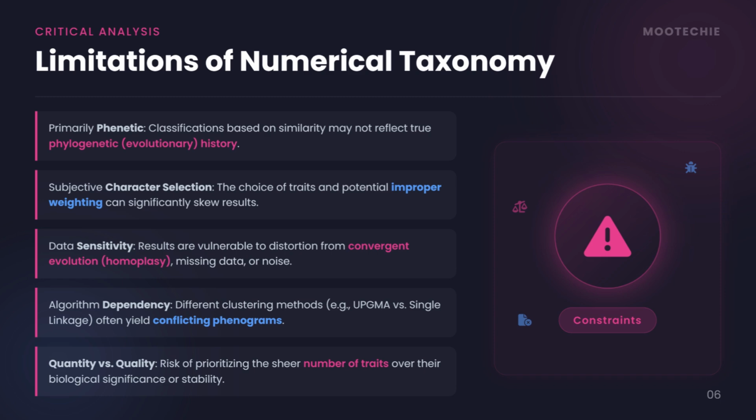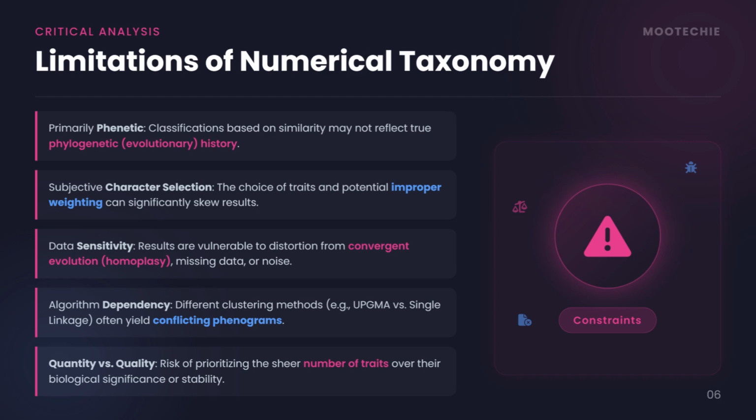Subjective character selection. The choice of traits and potential improper weighting can significantly skew results. Even with equal weighting at the start, deciding which traits to include is still a human decision. Data sensitivity. Results are vulnerable to distortion from convergent evolution, also called homoplasy, missing data, or noise in the measurements. These factors can create false signals of similarity or difference.